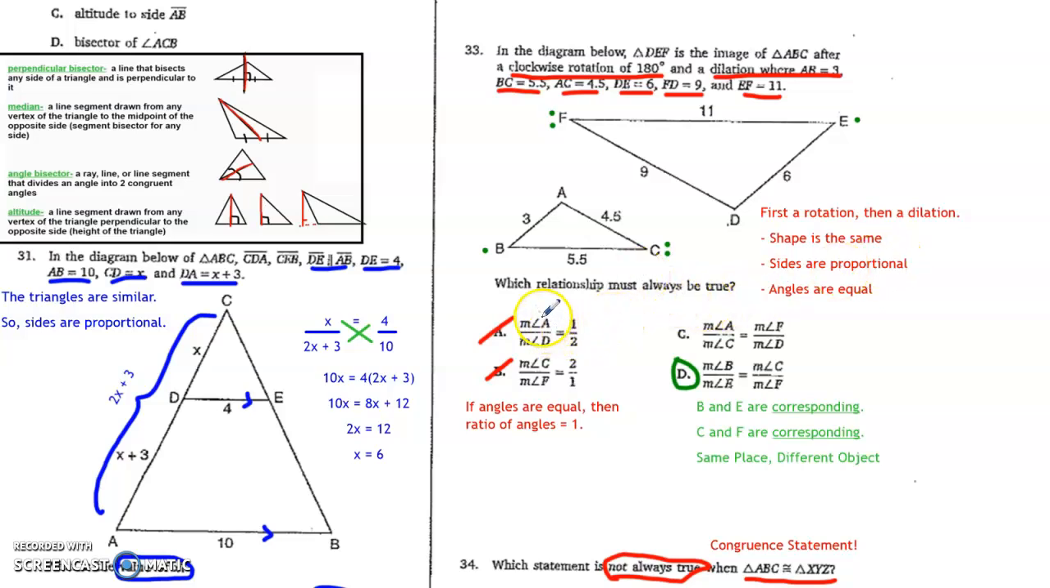Well, we know that if the angles are going to be equal, that's what happens in a dilation, then the ratio of the angles should be equal to 1. Like if the measure of angle A divided by the measure of angle D, those two angles are the same, so that should be 1, not 1 over 2. Same thing, this should be 1, not 2 over 1.